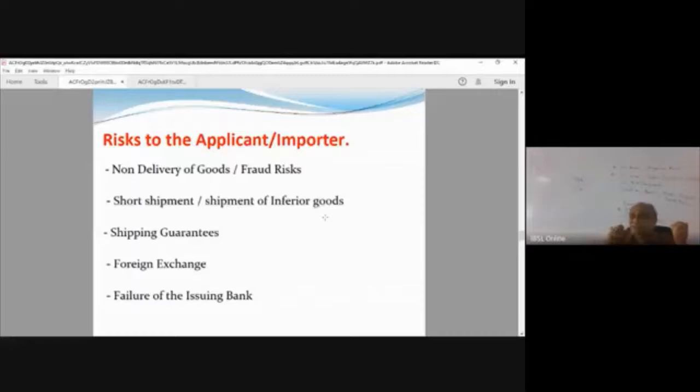Foreign exchange is a risk to the applicant. Then failure of the issuing bank. If the issuing bank goes bankrupt, everything will go for a six.